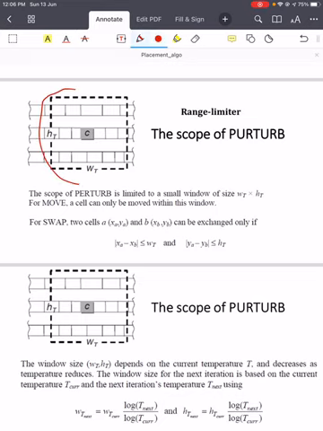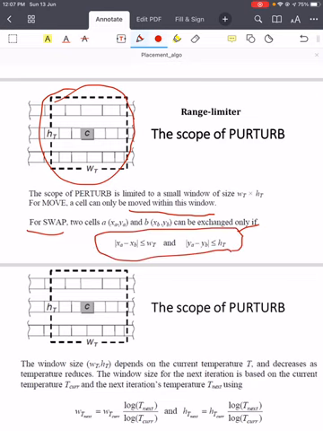We are going to define a rectangular region in this total chip area, where the scope of the perturbation is limited to a small window size of WT into HT. For a move, a cell can only be moved within this window. And for a swap, two cells A and B can be exchanged only if they are within this bounded region, within this defined rectangular region.